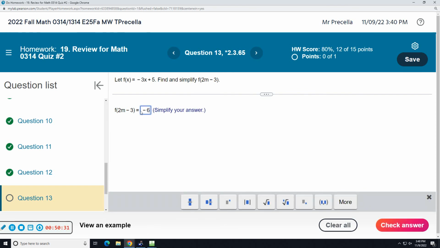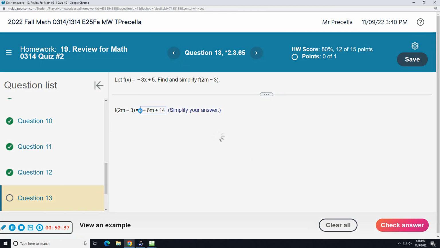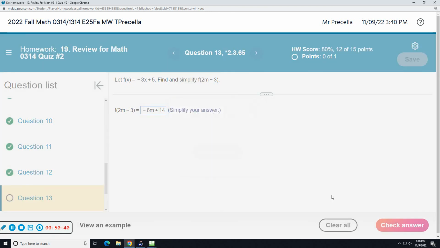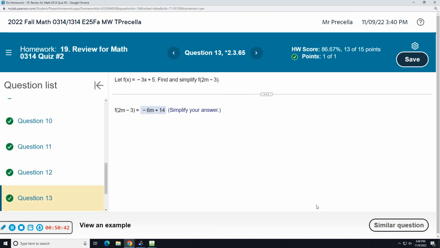So we have a negative 6, m like money, plus 14. Any questions there?